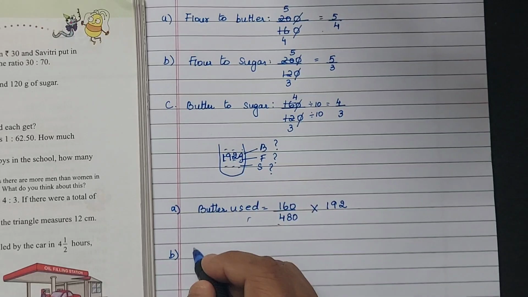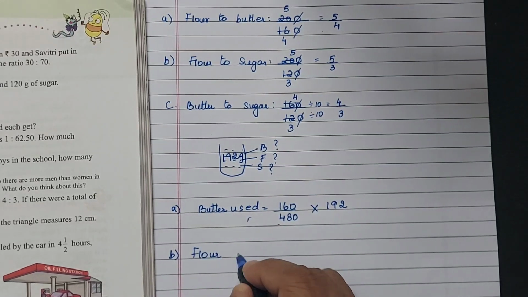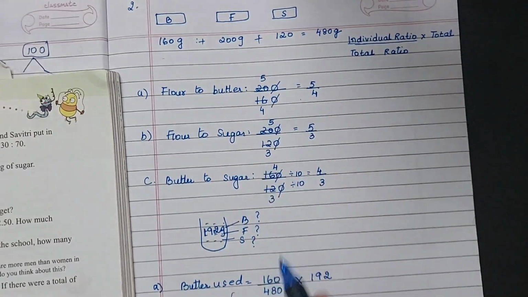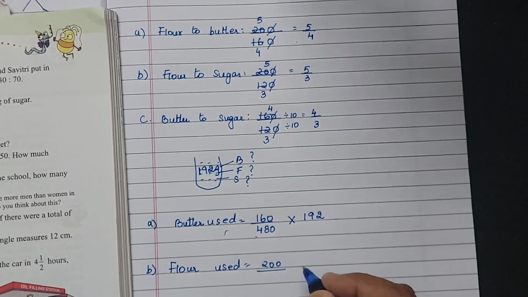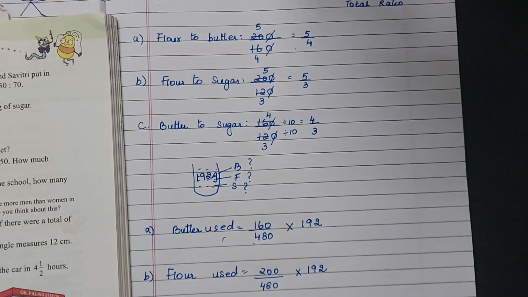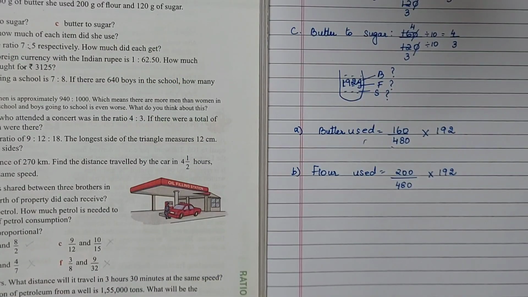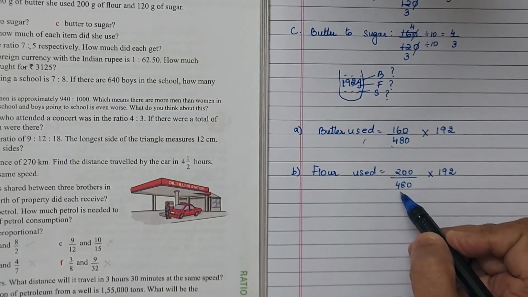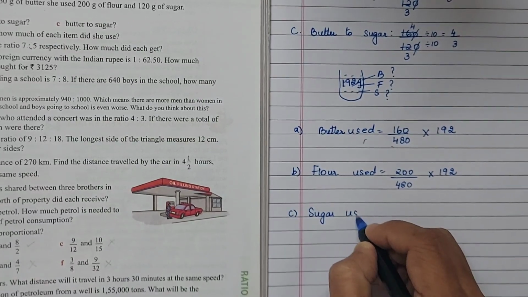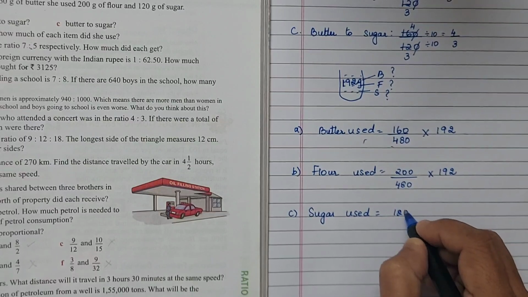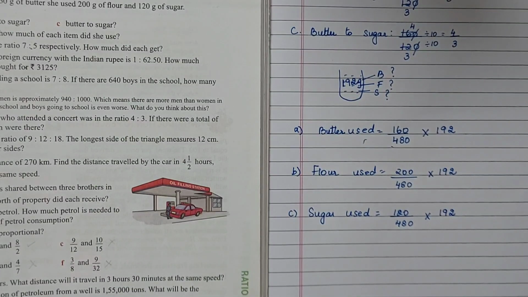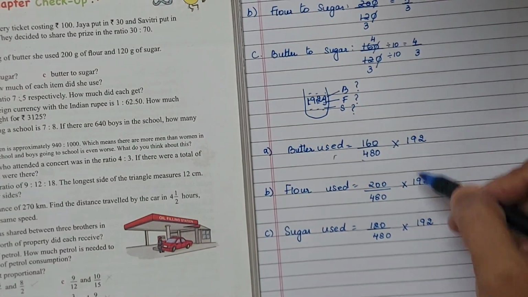In the same way, flour used will be how much? The individual ratio of flour. What is the individual ratio of flour? It is 200 grams, right? So 200 individual ratio by total ratio, again 480 into total 192. Last one is sugar used. So sugar used will be sugar's individual ratio, that is 120 gram, by the total ratio 480 into 192. So now we have written their ratios.